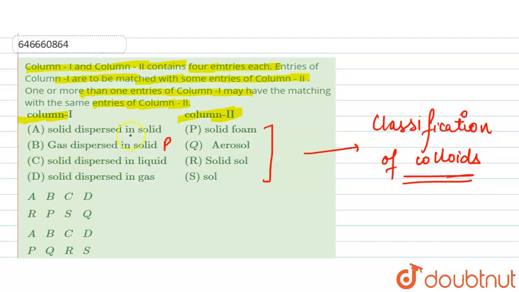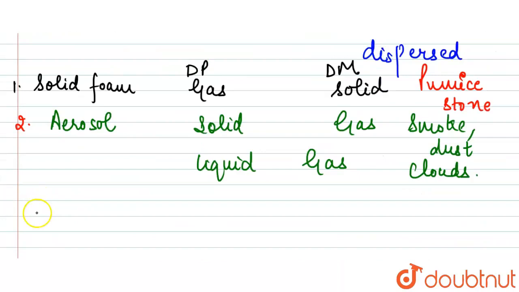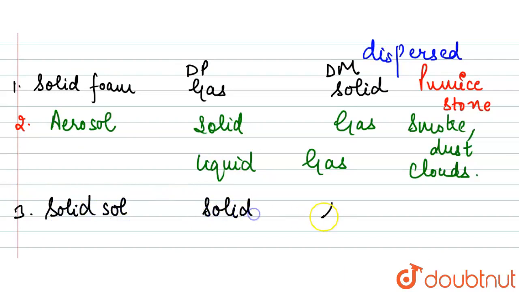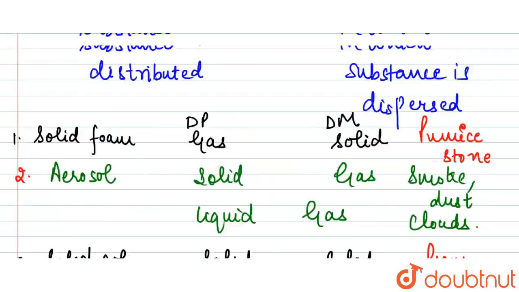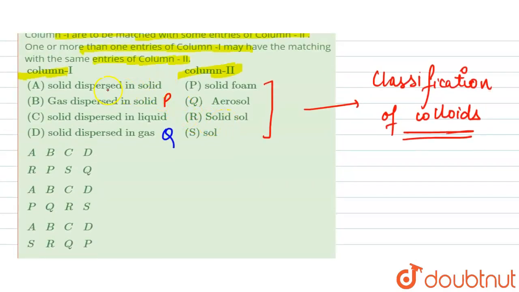Here we see solid in solid, so for this we have Q. Now the next is solid sol. The name solid sol is given for the classification when both the phase and the medium are solid, and for this we have the example of gemstones. It means that for solid sol we have a solid dispersed in solid.